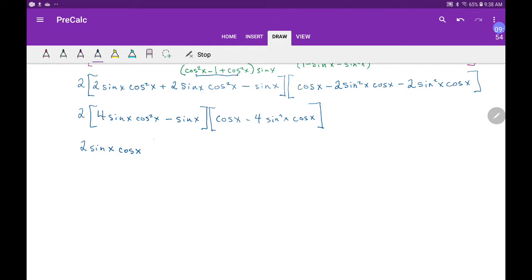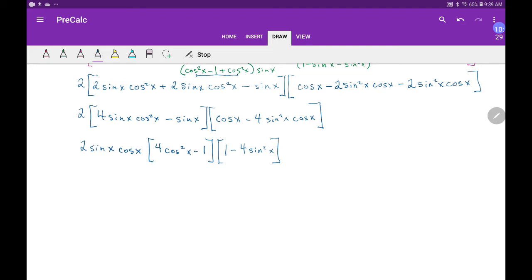And what's left? Well, I have 4 sine, oh, I was going to say sine, but I took the sine out. Okay, sorry. No sine left. And so I just have 4 cosine squared x minus 1. The sine is gone. I took out the cosine, so 1 minus 4 sine squared x. Cosine is gone.